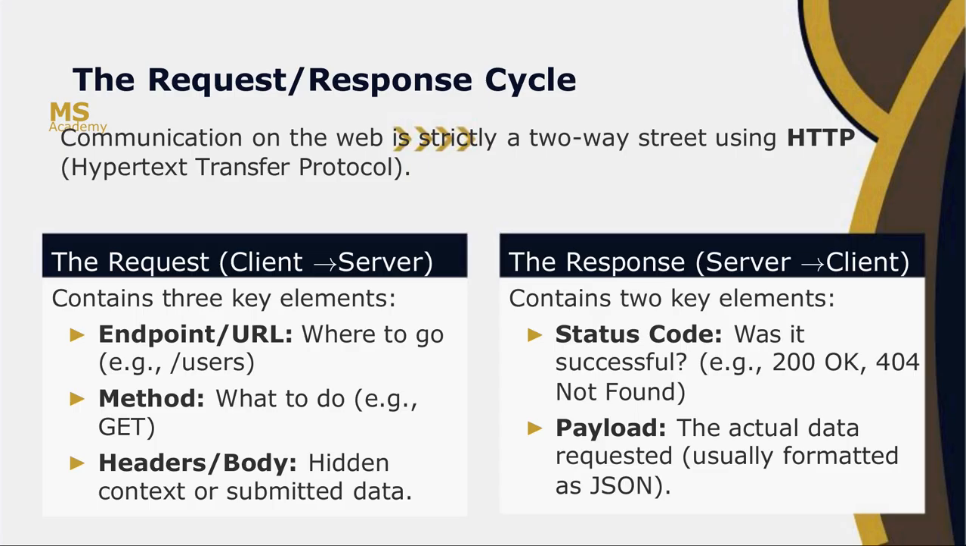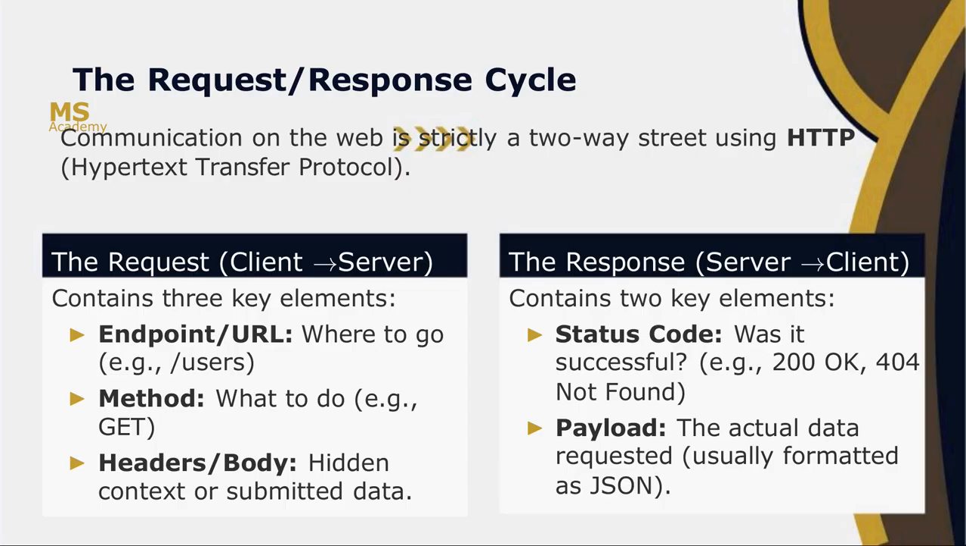The request-response cycle is simply the communication on the web and is strictly a two-way street using HTTP, which stands for Hypertext Transfer Protocol. The request from client to server contains three key elements: endpoint or URL, where to go, example, the users; method, what to do, example, GET; headers or body, hidden context or submitted data.